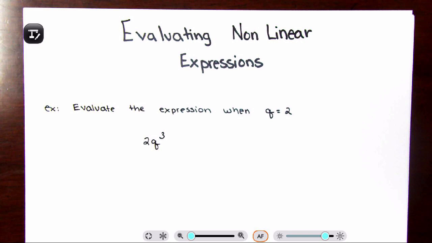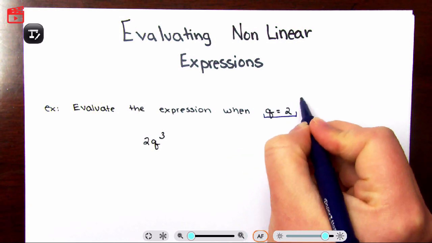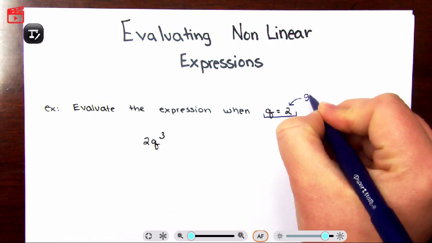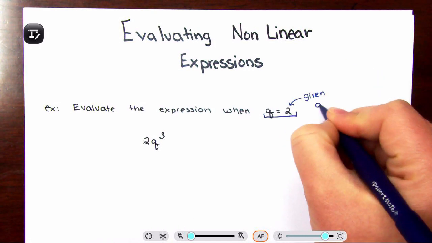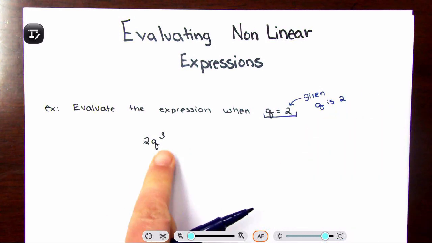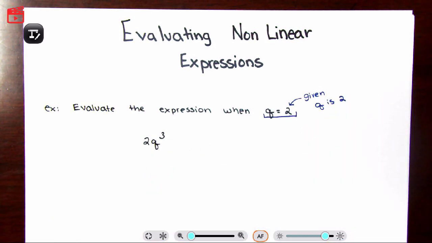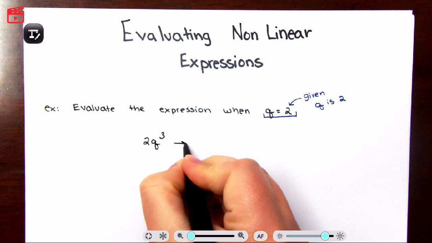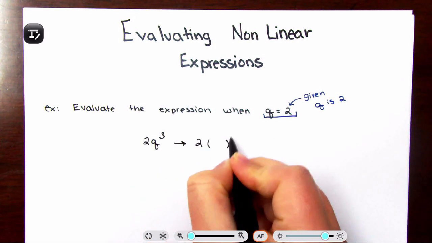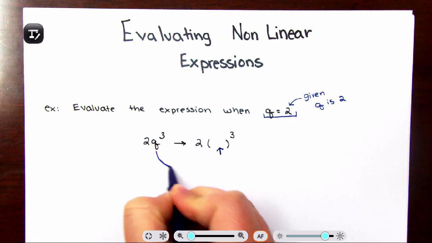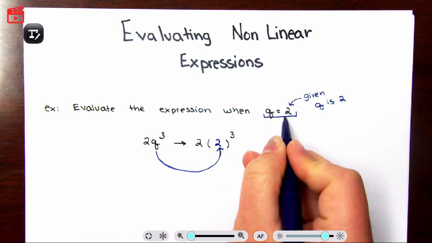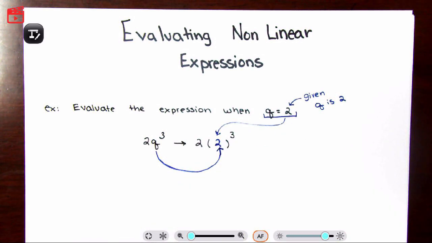When you are evaluating an expression, doesn't matter what type of expression it is, they are telling you the value of something. They tell you that Q is 2. So when you are evaluating this, you are going to substitute in for the value that they give us. In this case, they say Q is 2. So I'm going to write 2 instead of writing Q.